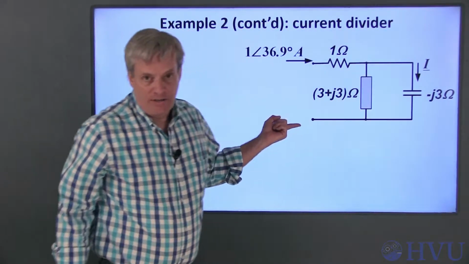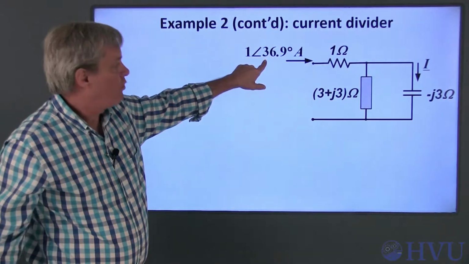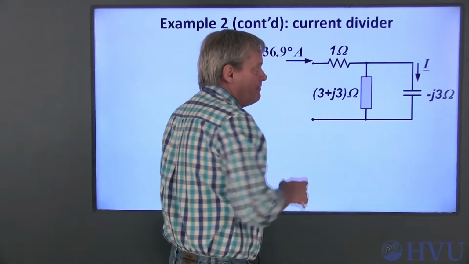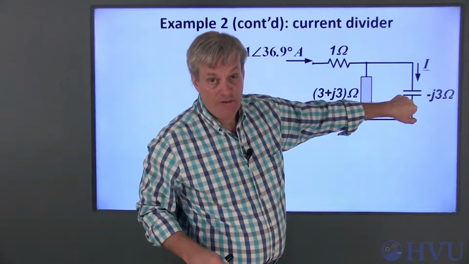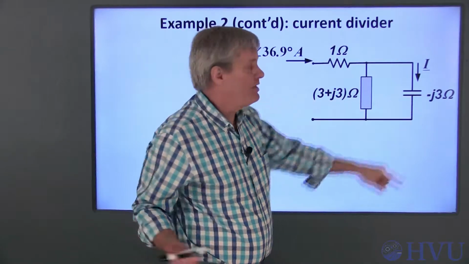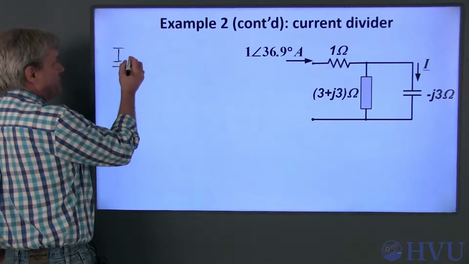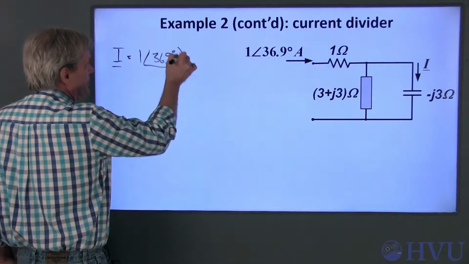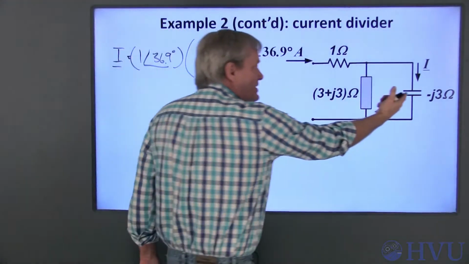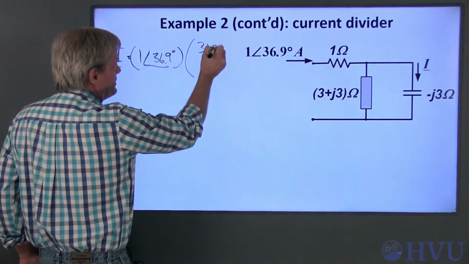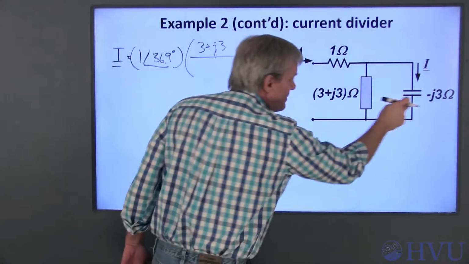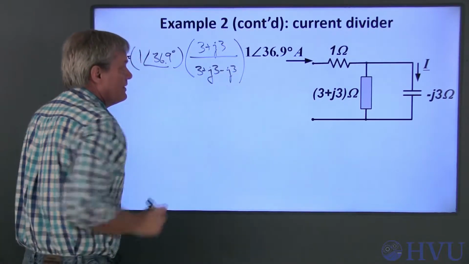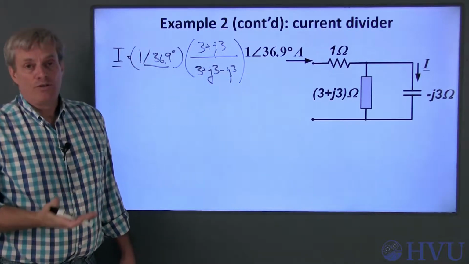This is our current divider schematic. We know that the source current is 1 at an angle of 36.9 degrees amps. We have a parallel combination of impedances and we want the current through one of those impedances. This is the perfect case for a current divider. So I, the phasor, is equal to the total current, 1 at an angle of 36.9 degrees, times the other impedance, 3 plus j3 ohms, over the sum of these two impedances, 3 plus j3 minus j3 ohms. The formula is the same as the one you'd use for resistors.